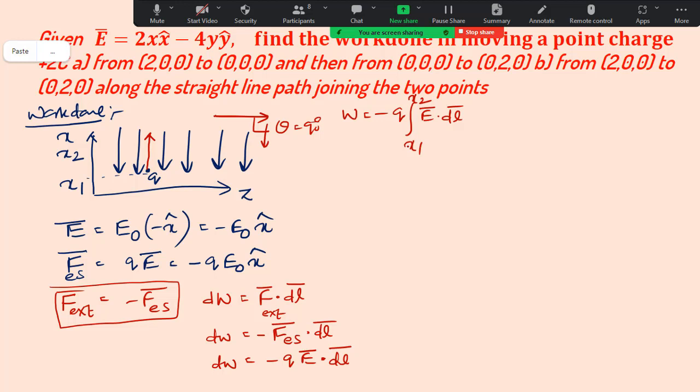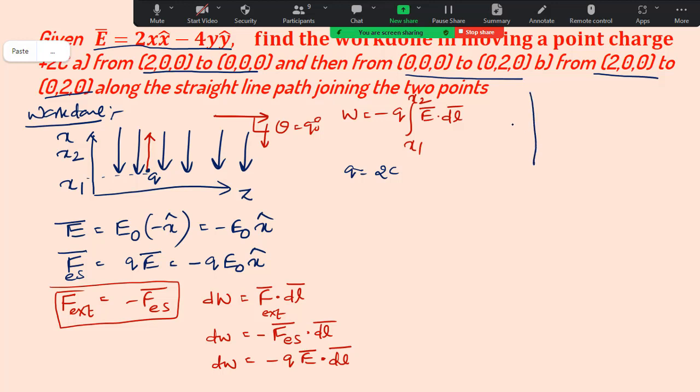Now if you see the problem, they have given one electric field, E bar is equal to 2x x cap minus 4y y cap. Then they are asking us to find the work done in moving a point charge, Q equal to 2 coulombs, from (2,0,0) to (0,0,0), and then (0,0,0) to (0,2,0). This is part A. Then part B is from (2,0,0) to (0,2,0) along the straight line path joining the two points.